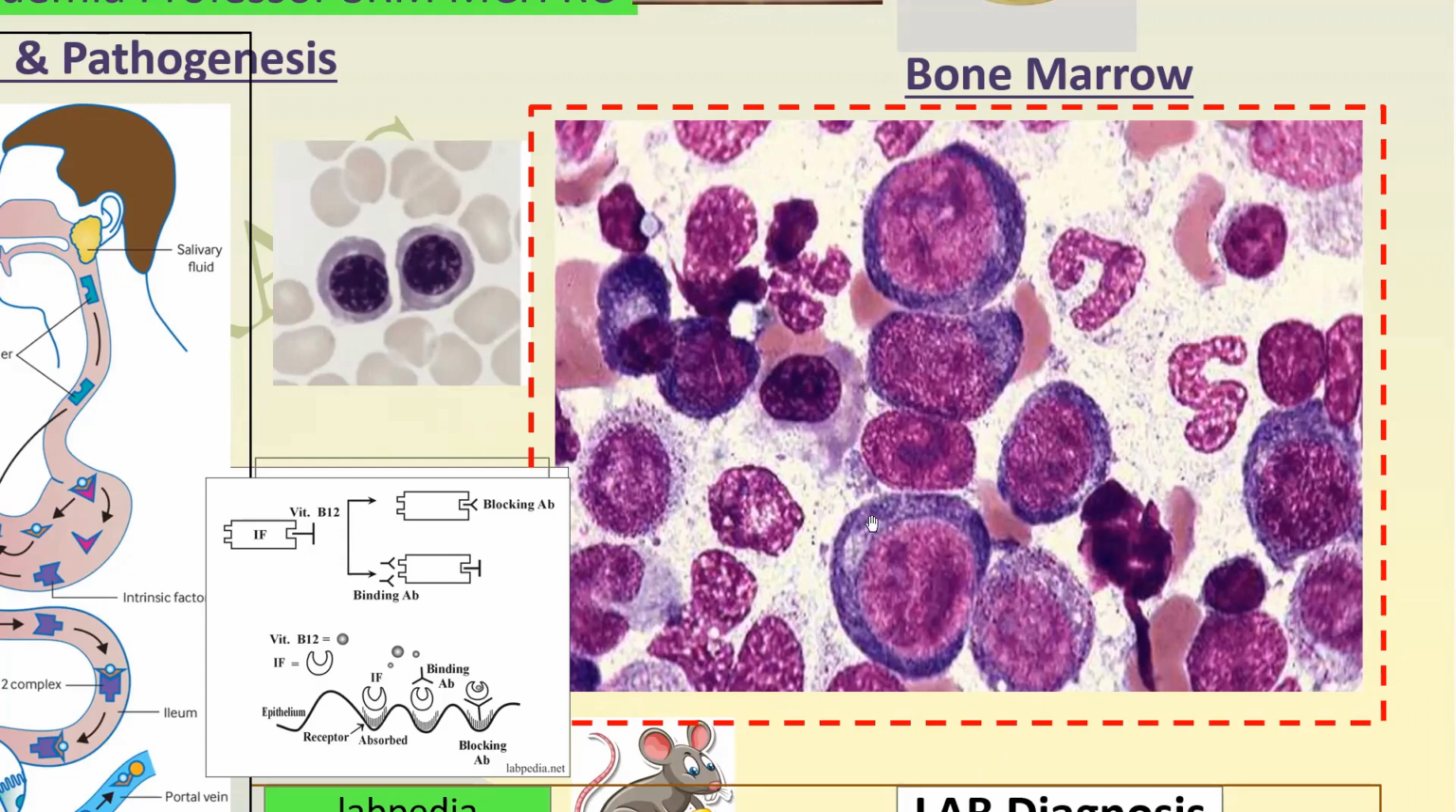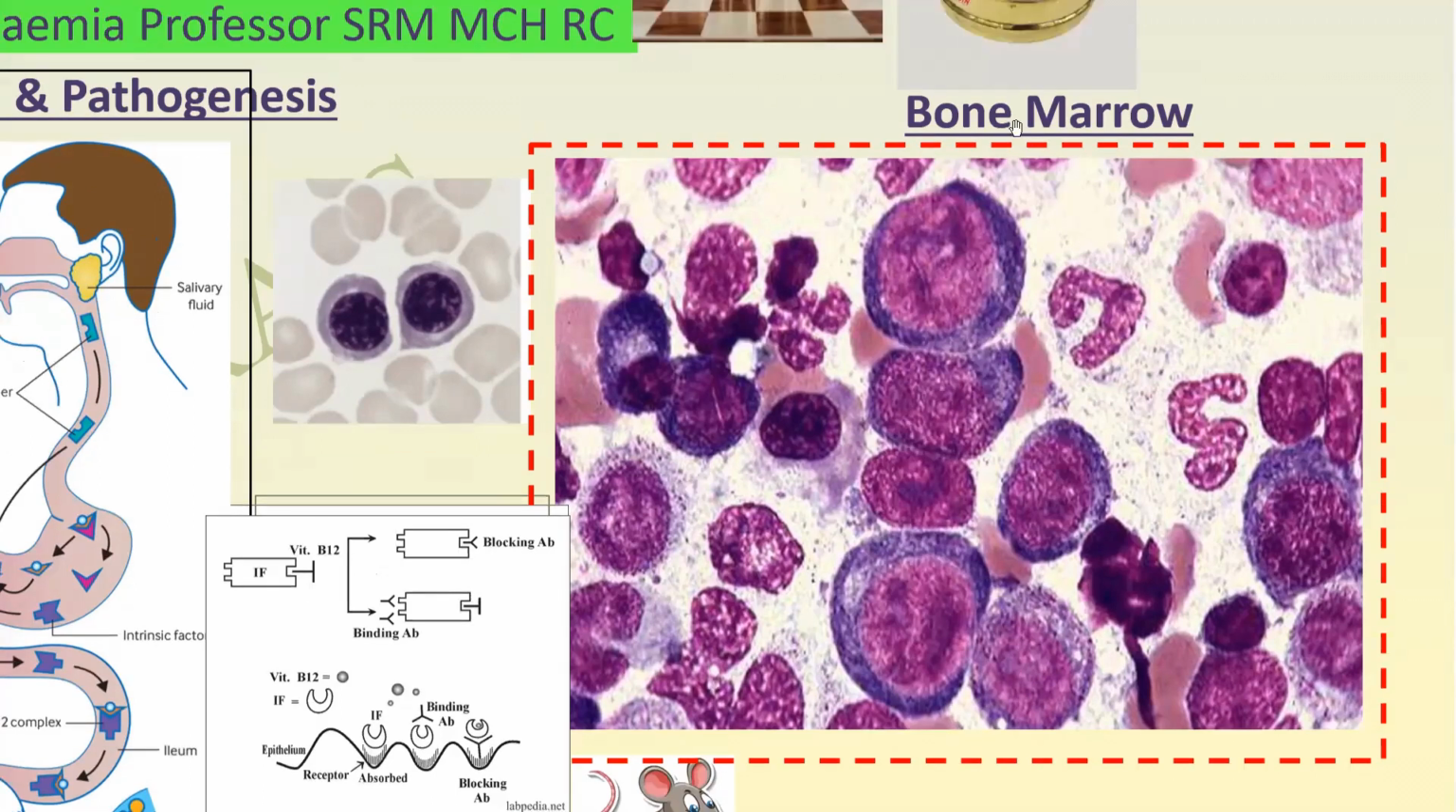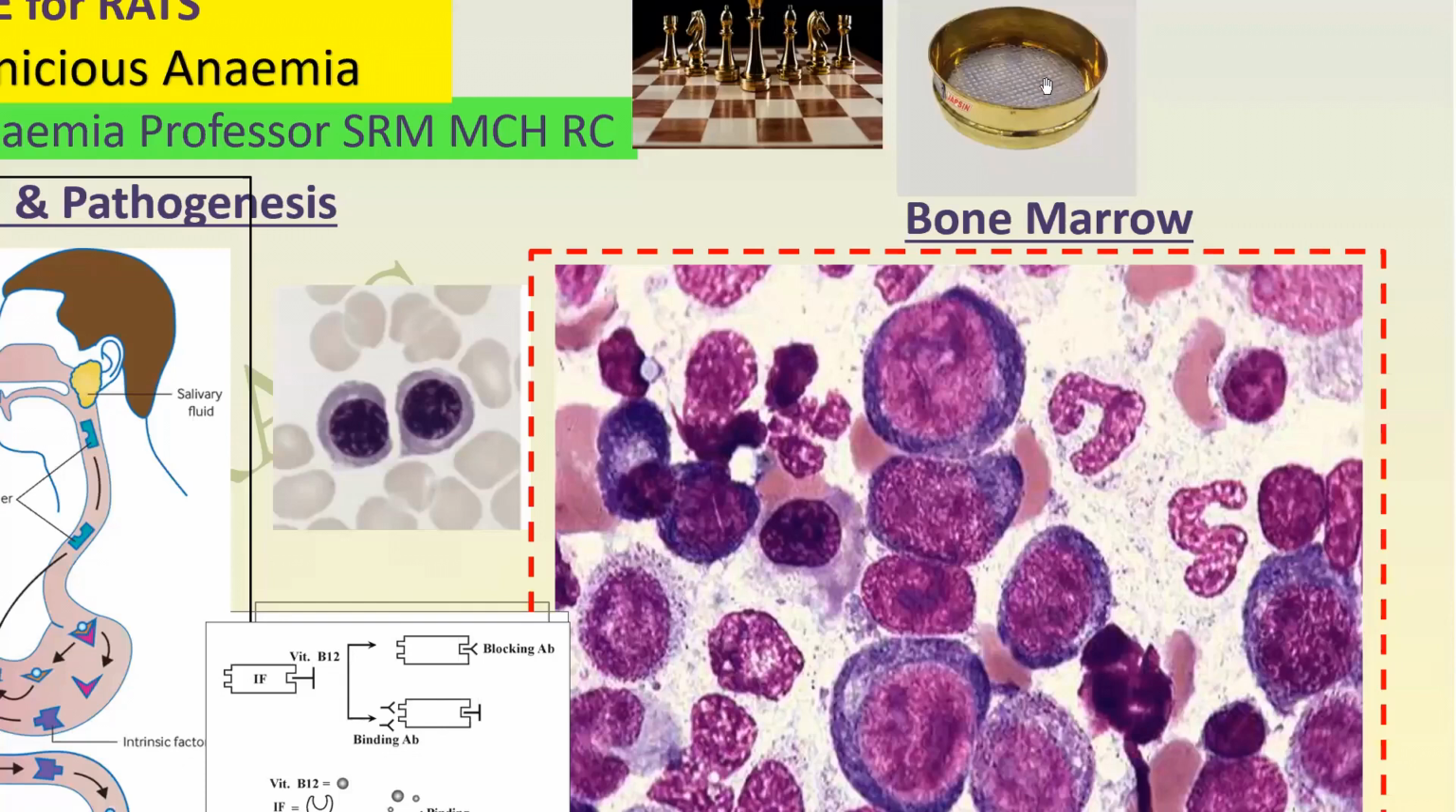Also, you find that the chromatin is pale. We used to call it an opened out chromatin, and it will be in the form of a fine sieve. Sieve means something used for filtering flour in the kitchen. So this is a sieve. A sieve-like chromatin, large nucleus, and increased nuclear cytoplasmic ratio, lag of the nuclear maturation behind the cytoplasmic maturation.